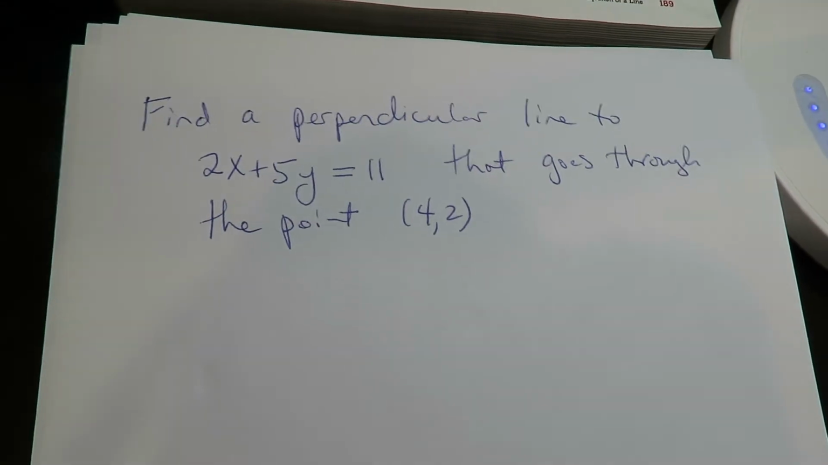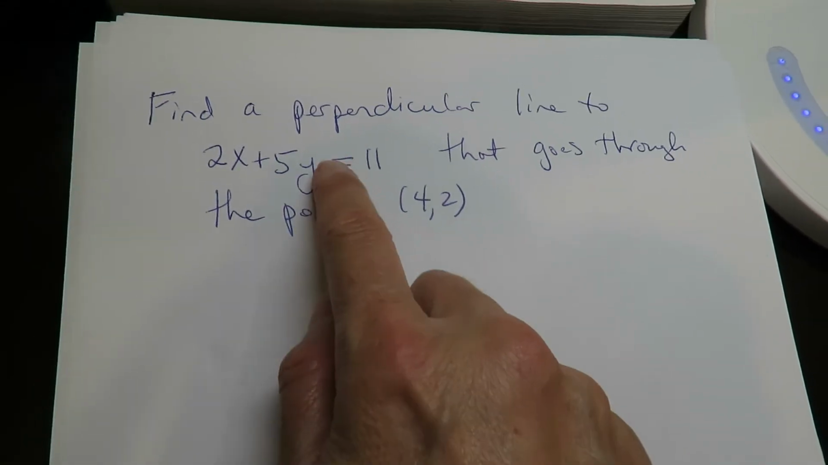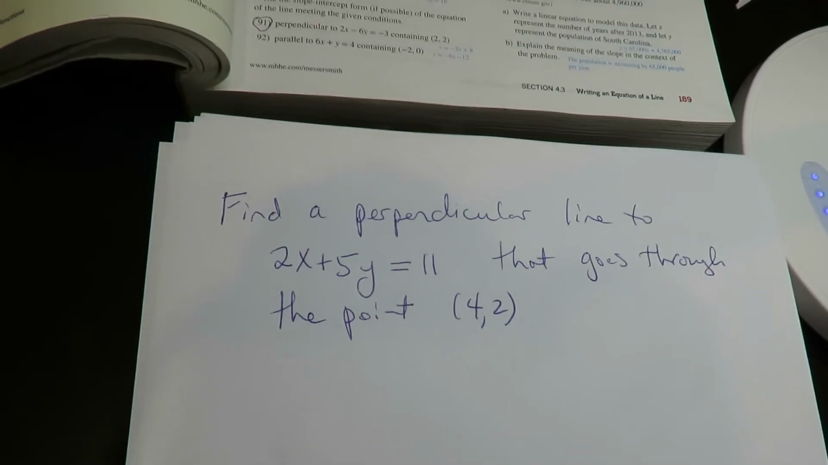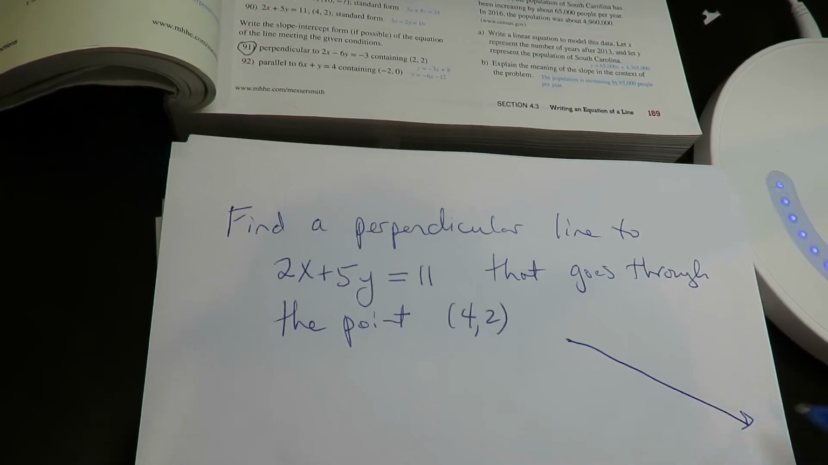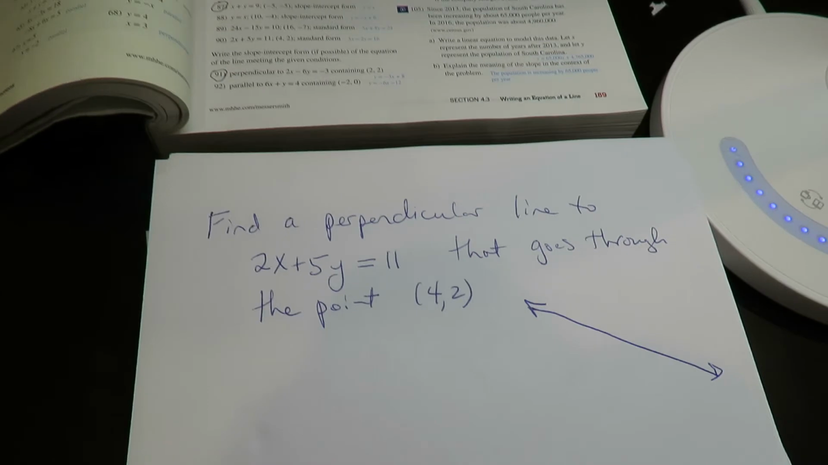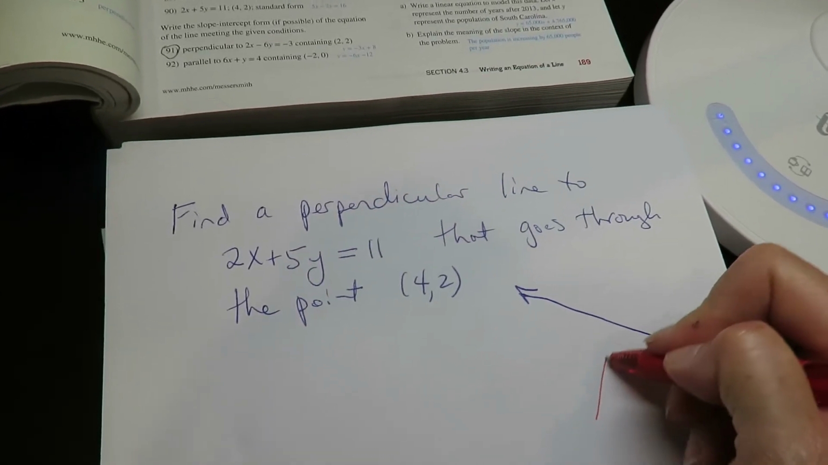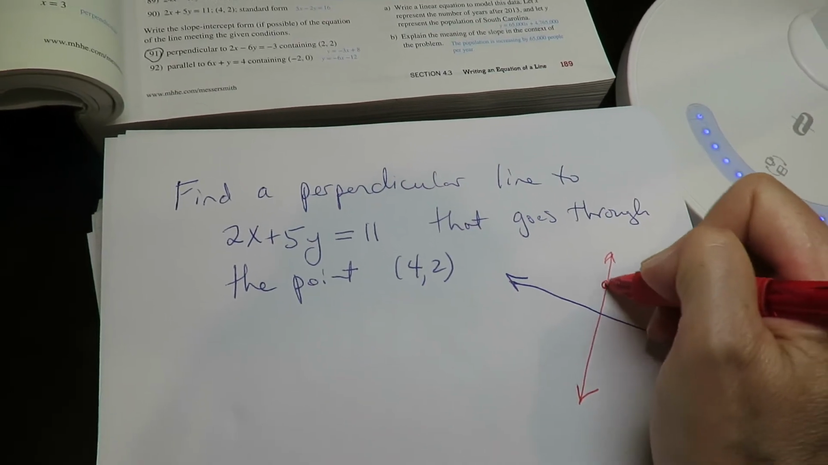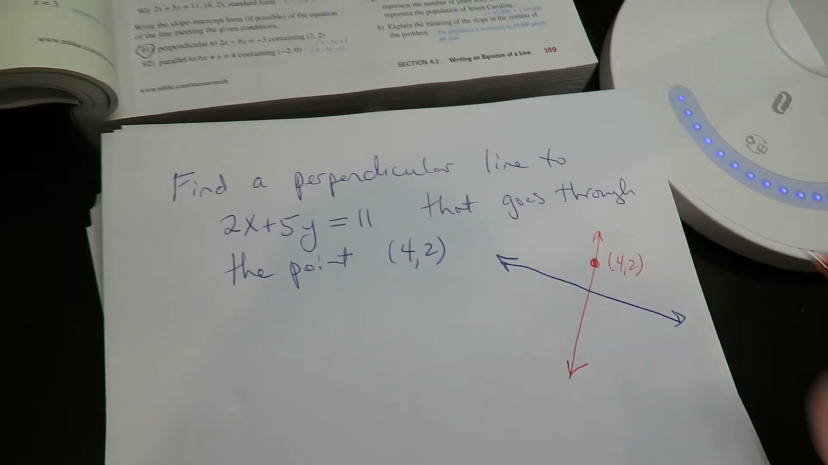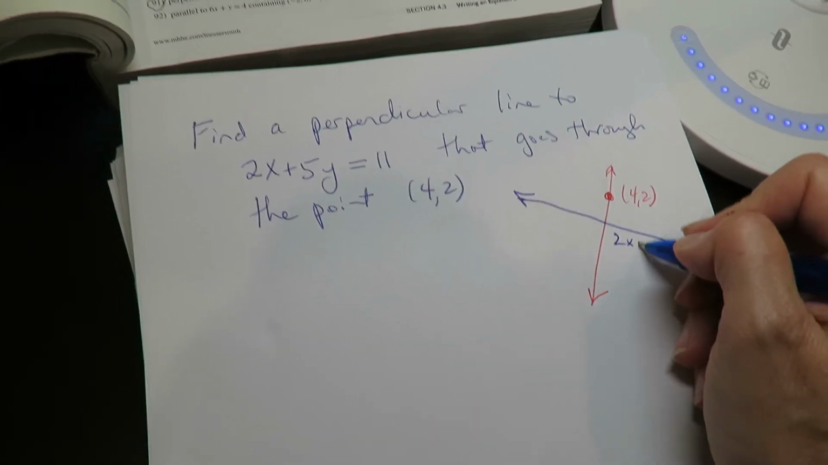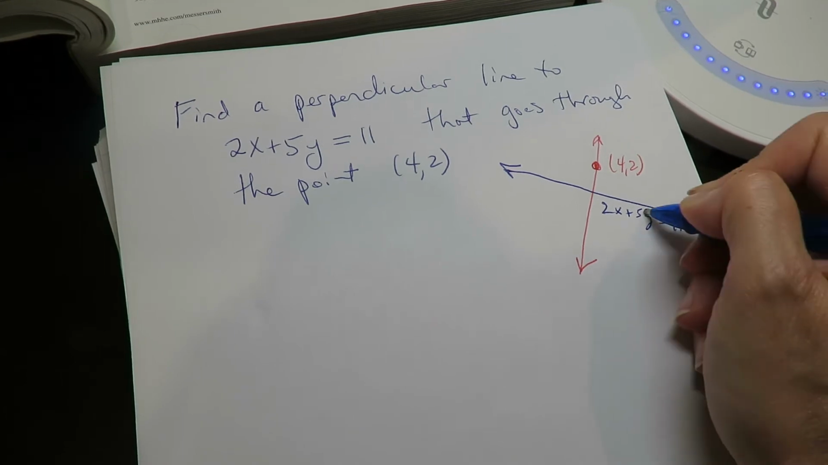All right, let's use this. This is a line I have, and I want to create a line that's perpendicular to that, so it's got to be at a right angle to it. So I want something that's a right angle to it, but it goes through the point (4, 2). Okay, that's the idea. This line is the original, 2x plus 5y equals 11.